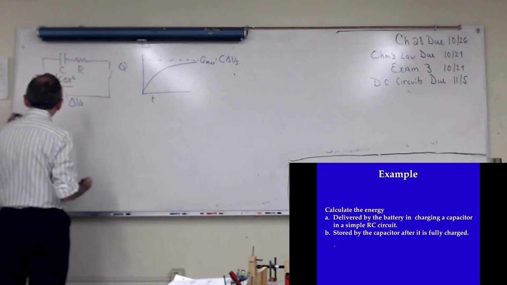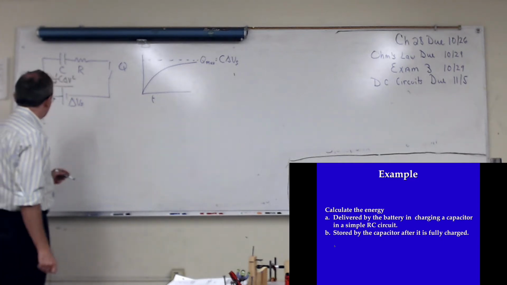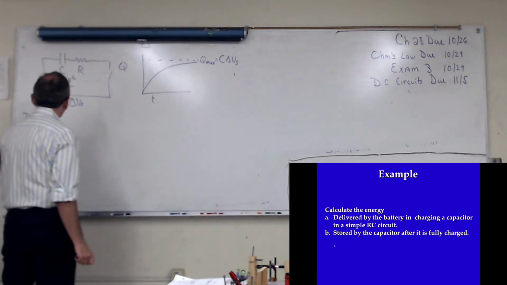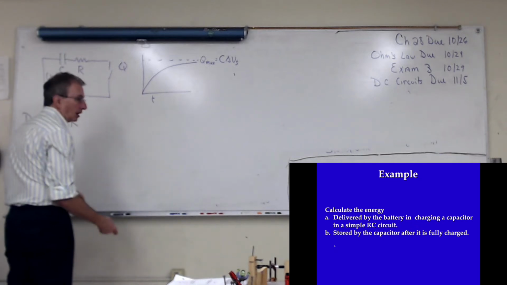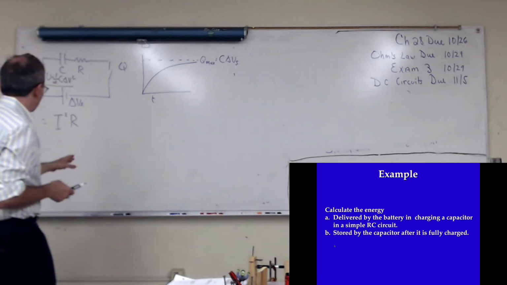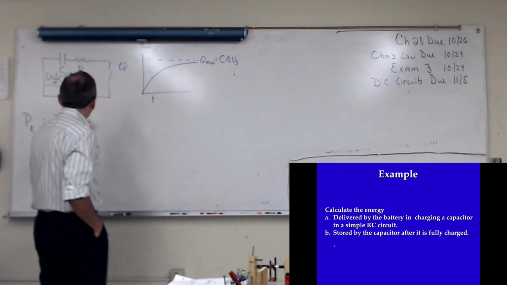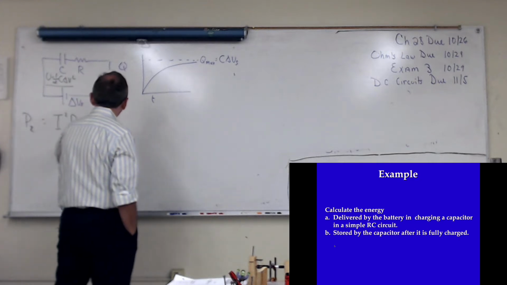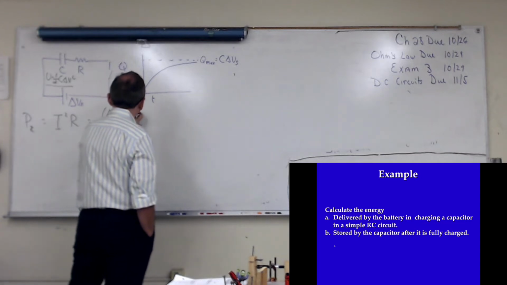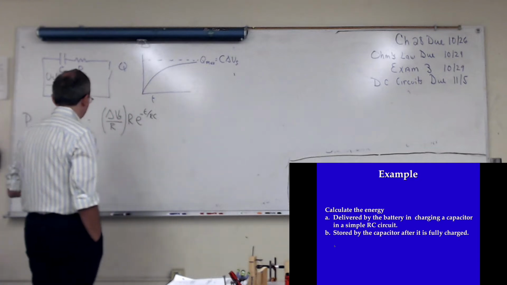So again, you're going to look at the power dissipated by the resistor, and I'm going to write it differently. I'm going to write it as I squared times R. It doesn't matter how I write it, but normally when you talk about the energy lost by the resistor, you write it this way, I squared times R. And the equation for I, remember, was that.